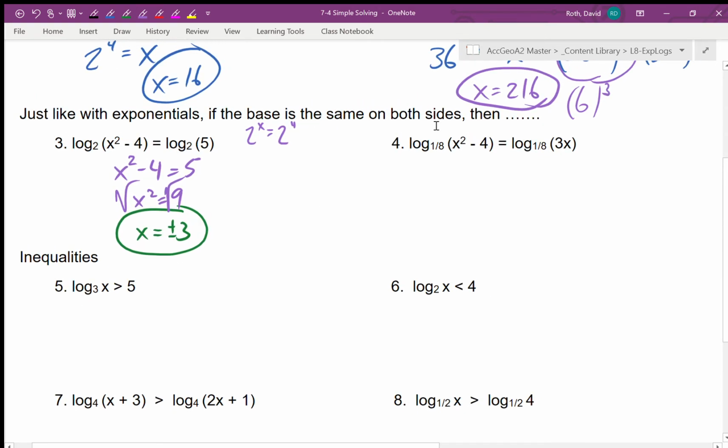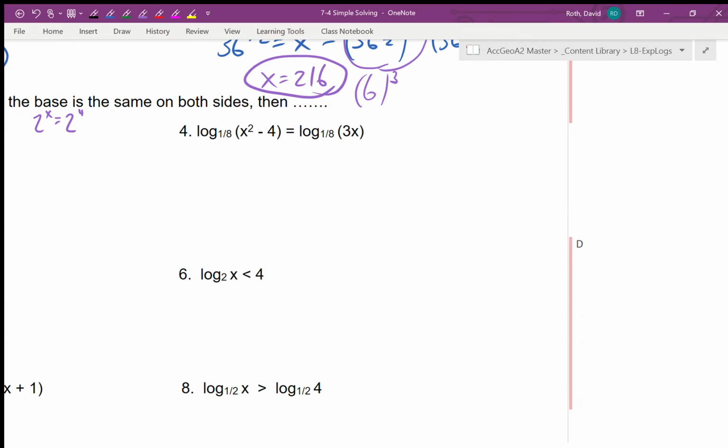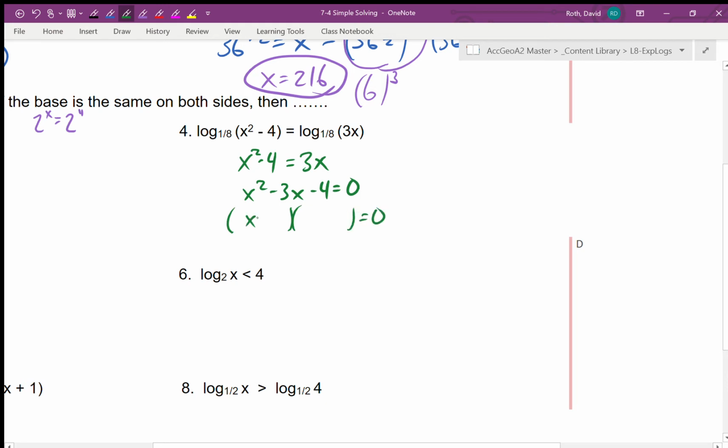We come over here and we say, okay, fine. It's log base 1/8 on this side, log base 1/8 on that side. I can handle that. So x squared minus 4 equals 3x. Remember, don't forget quadratics. They're always there for us. Then we set that equal to 0 and factor it, because we remember how to factor. That must be x minus 4, x plus 1.